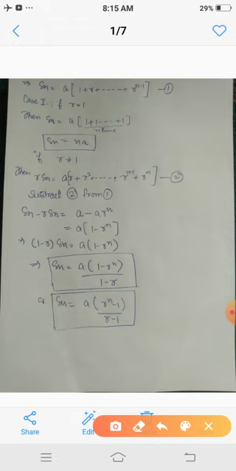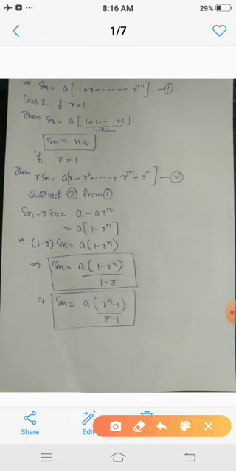Now when we multiply r into the right-hand side of the first equation, we get a times r plus r square and so on to r^(n-1) plus r^n, because here we have n terms. This means that by multiplying r we get r up to r raised to power n. Now subtracting equation second from first, we get Sn minus r Sn on the left-hand side.